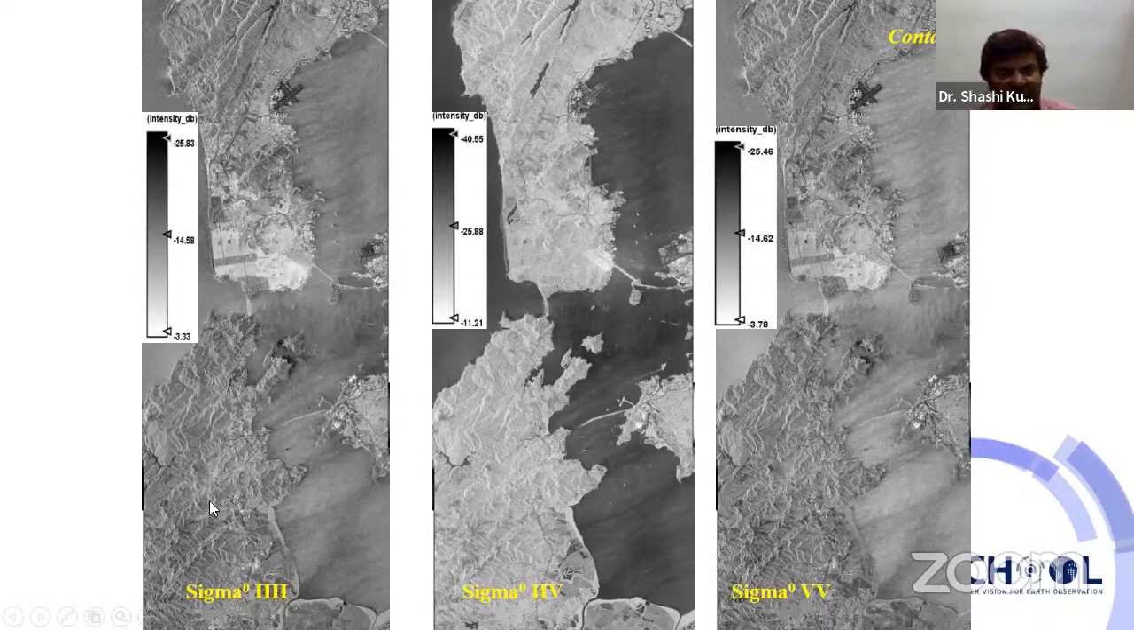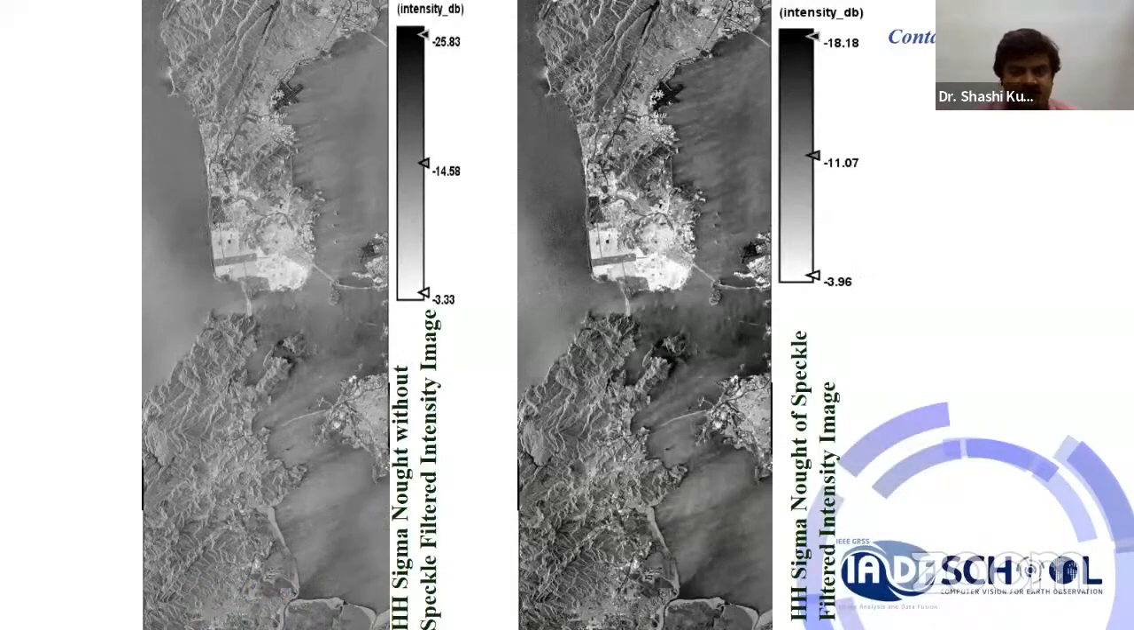And in sigma naught HH, we are going to see the sensitivity towards the double bounce scattering, because in urban area, we are going to get the good scattering. And in the case of sigma naught VV, you will see that relatively smooth surfaces like this water body are highlighted. So VV will have the sensitivity for the smooth surface. So this concept is used to retrieve the scattering, as well as it is possible to implement the modeling approaches in which the interaction of electromagnetic wave for different kinds of objects could be implemented with the help of the quad-pol data set.